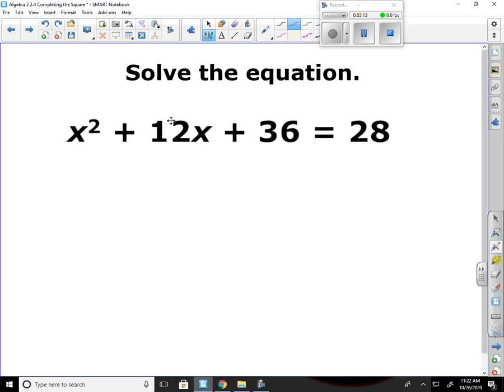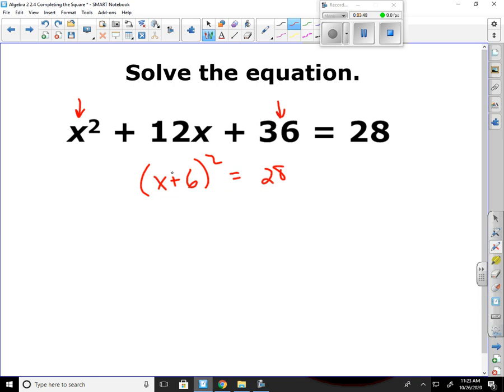If I look at this one, and I start by looking at the whole thing on the left side, I can see that this is a perfect square. X squared, that's x to the second power, or x times x. And 36 is a perfect square. So 36 is 6 squared. 6 times 2 is 12. So I know that this is my perfect square. That's going to give me x plus 6 squared equals 28.